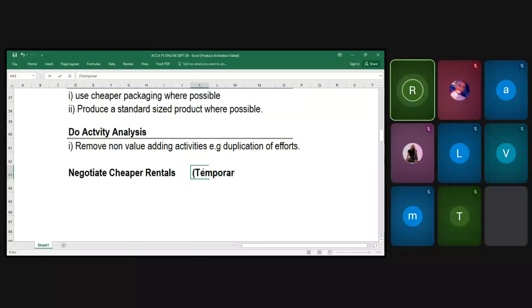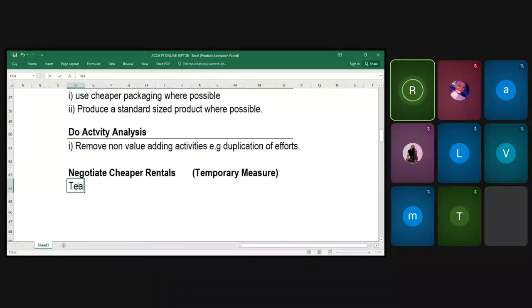Why? Because we do not have control over the price of a rented asset. After negotiating downwards, 6 months, 7 months down the line, the owner may also decide to increase again. So it's a temporary measure. It's not really a permanent measure.